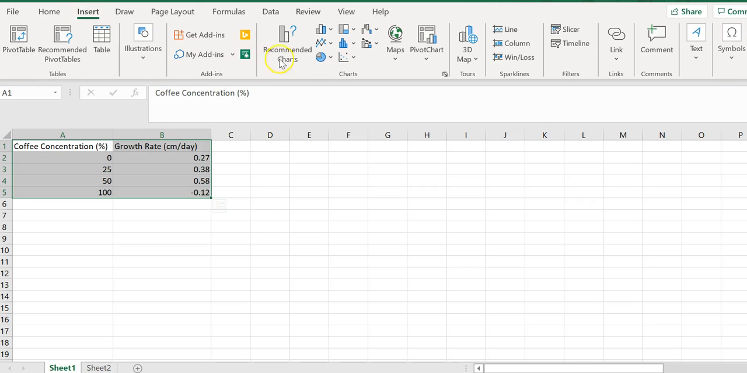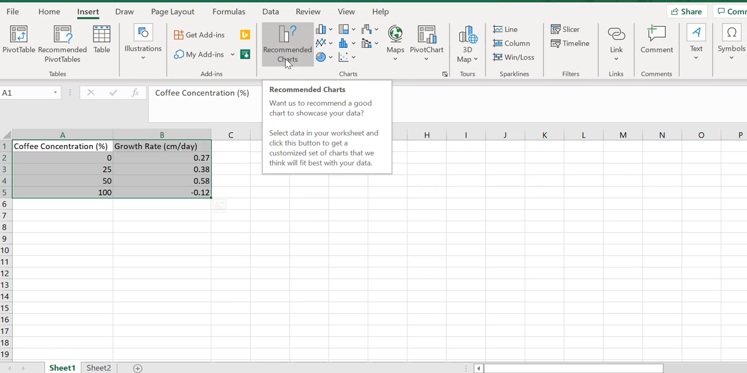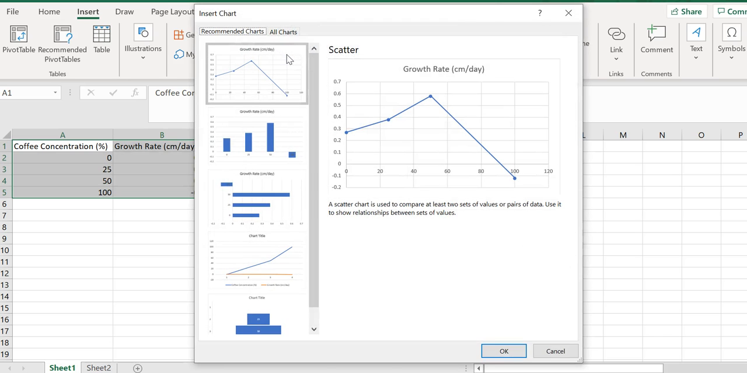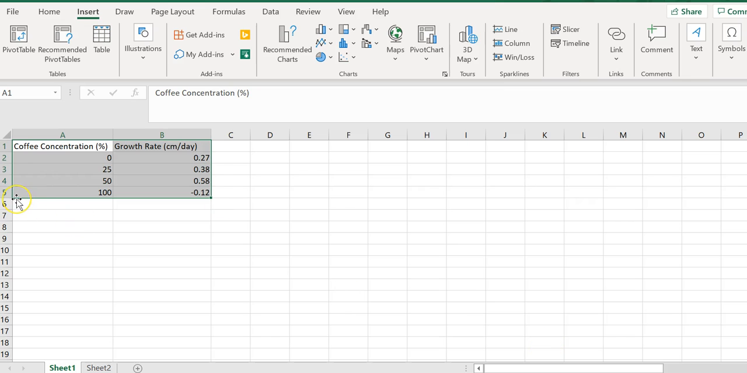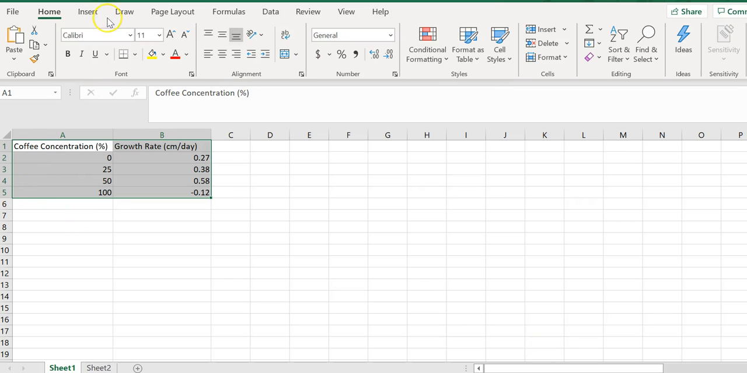Once I click Insert, I have a series of graphs and charts that I could make. I always think it's worth your time to click on Recommended Charts because this line graph looks like a great chart that I would want to use because it shows continuous data on the x-axis, and because my coffee concentration went from 0 to 100, a line graph is a good choice for me here. So this is one thing that I could click on. However, I'm going to show you another way that you could also create a line graph.